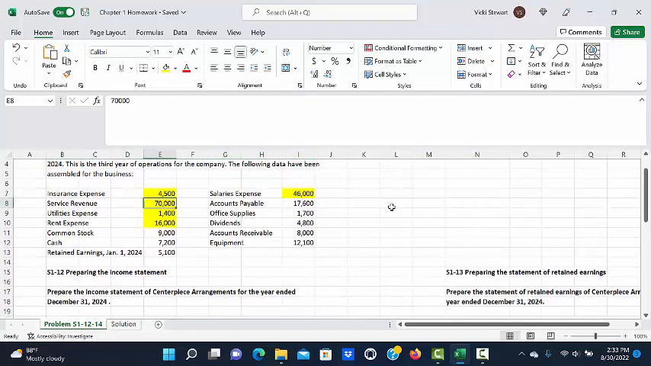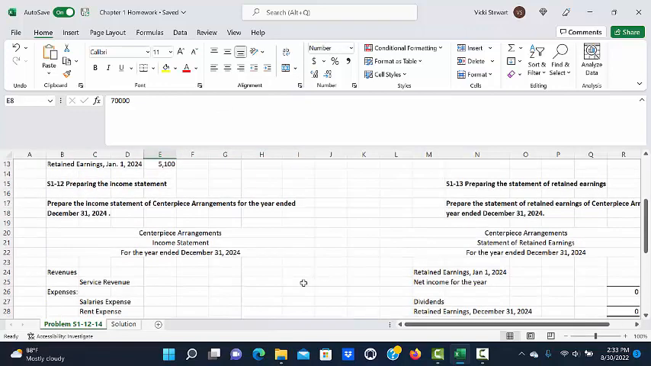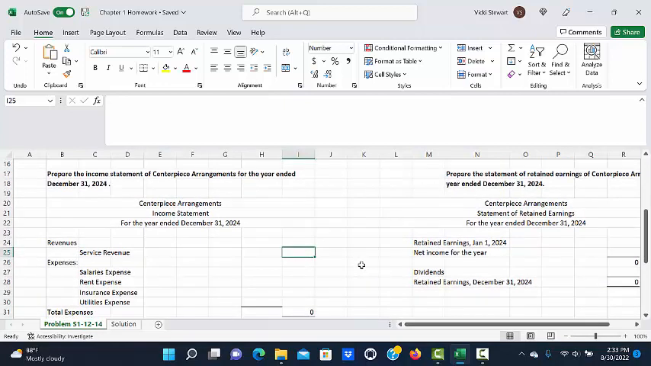So to determine net income, we first start with our revenue account. So when we look at our list, we see that we had service revenue of $70,000. So we're going to go ahead and put that into our spreadsheet. Next, from service revenue, we're going to subtract all of the expenses.